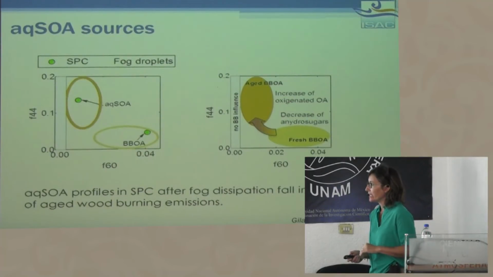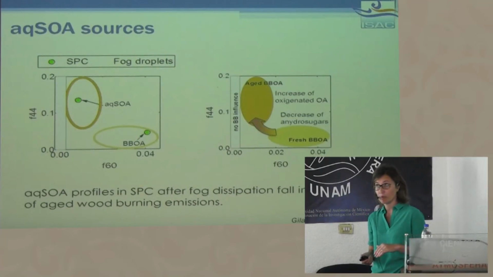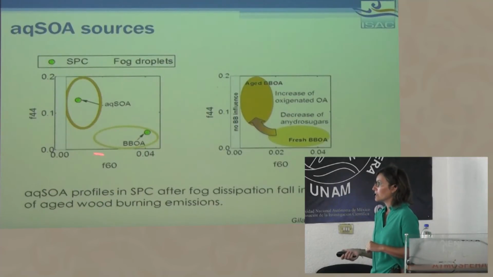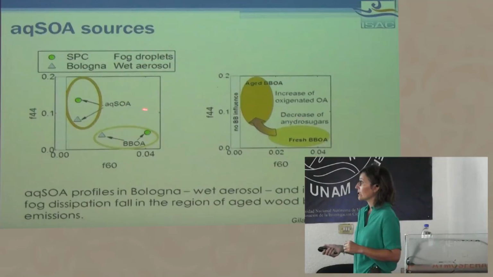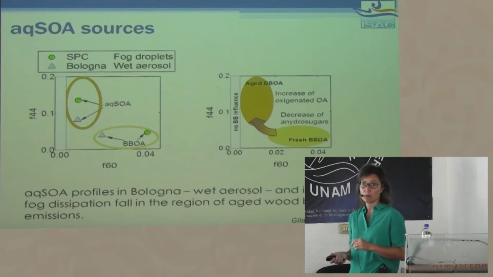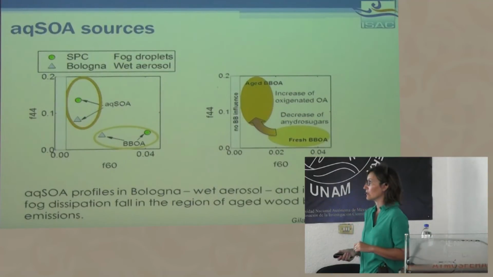Here I report the biomass burning and aqueous SOA observed in San Pietro Capofiume, so from fog processing. And we see that biomass burning organic aerosol follows where we expect it to be. And we also see that the aqueous secondary organic aerosol actually shows an influence of biomass burning and looks like an aged biomass burning organic aerosol. And the same is true for the aqueous secondary organic aerosol observed in Bologna and so formed in wet aerosol particles.